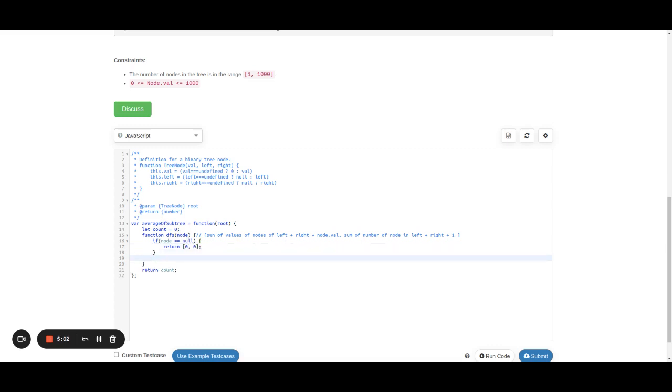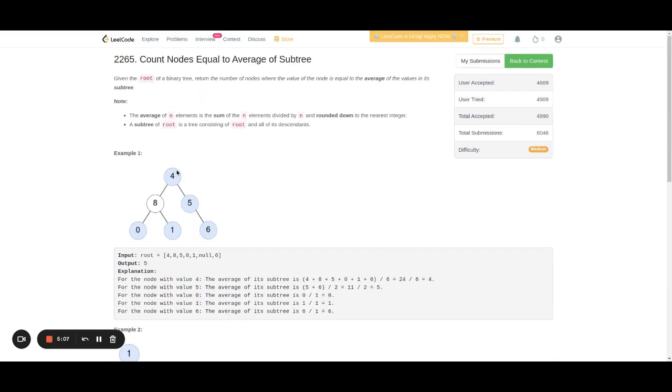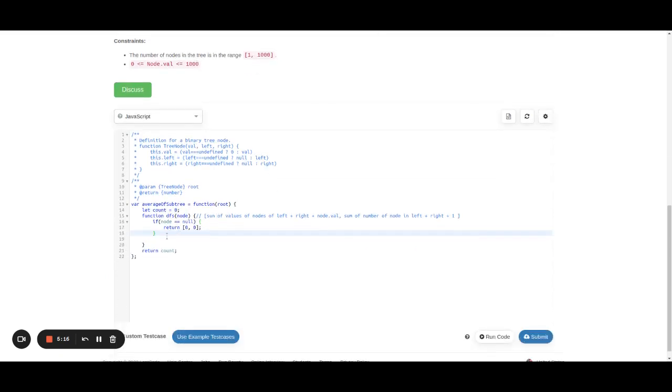Now, to calculate the average, we first need the left and right sum of values and number of nodes. So let's calculate left equals DFS of node.left, and let's calculate right equals DFS of node.right. So now we have left and right.